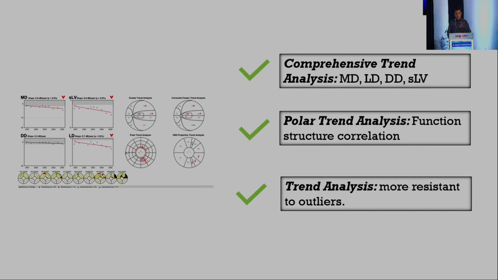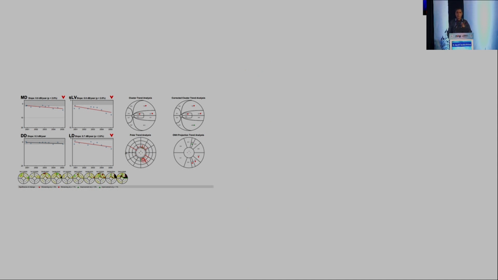If you notice, the Octopus employs only trend analysis. Now, one could argue that this is more resistant to outliers, which you get in your clinical practice very often. The first 2 fields may be wrong, then the 5th field may be completely out of whack. So this is more resistant to outliers, but that is where one disadvantage also comes.